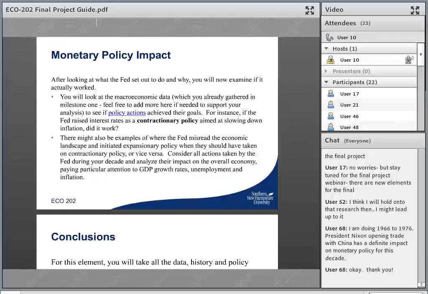If it was a contractionary policy, that's usually in response to increasing inflation. Did inflation come down or start leveling off? Those are the things that you can look at, and you already have all that data because you've already collected it all from the first milestone. So that's an easy thing to just bring in here and have a discussion about.